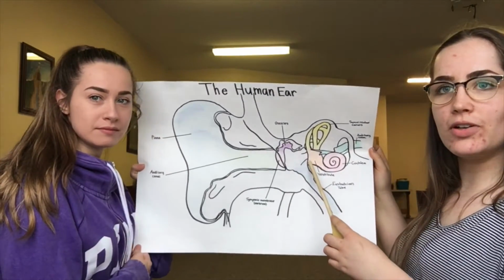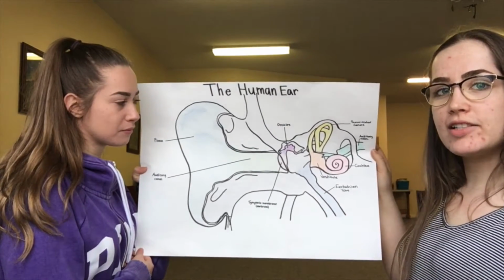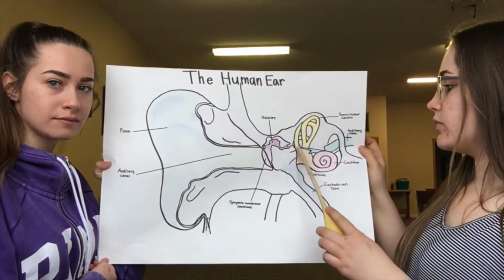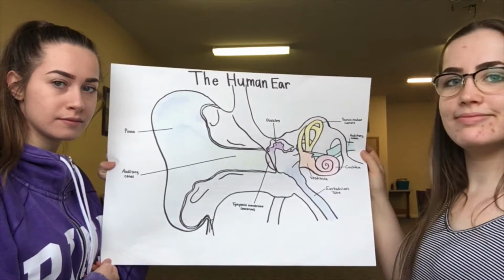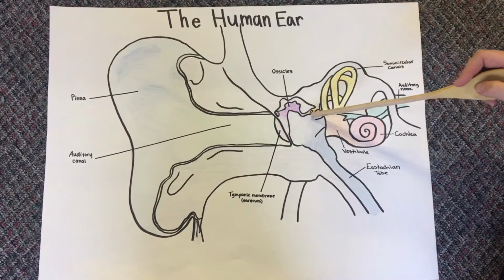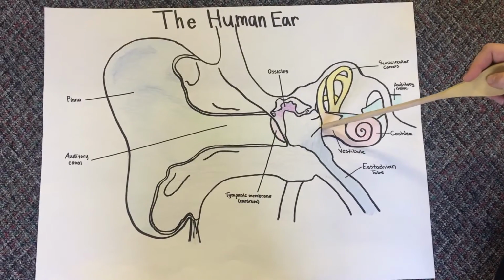This is the vestibule, and it is a chamber at the base of the semicircular canals that provides information about static equilibrium. It's attached to the oval window and the round window. The ossicles amplify sound vibrations and send them to the oval window. The oval window is then pushed inwards, bumping the round window.